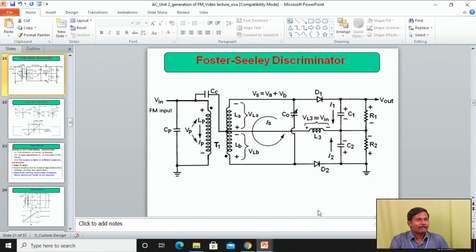So this is the block diagram for the Foster-Seeley discriminator. Here one of the tuned circuits is eliminated, so both tuned circuits are tuned at the same frequency. This is one of the advantages of the Foster-Seeley discriminator. And capacitor 1 and capacitor 2 are connected as they are.